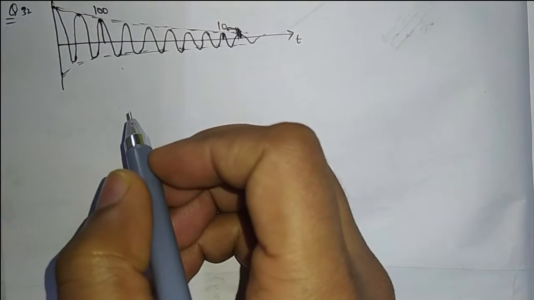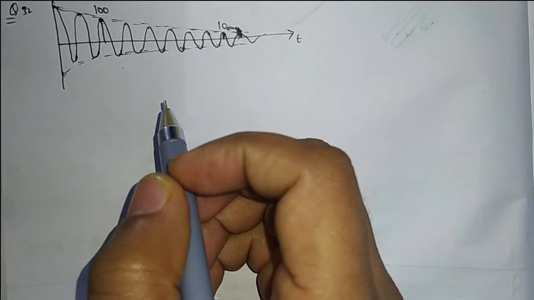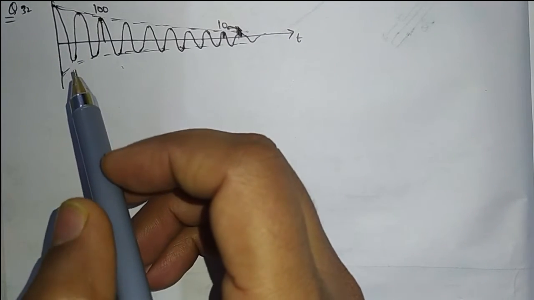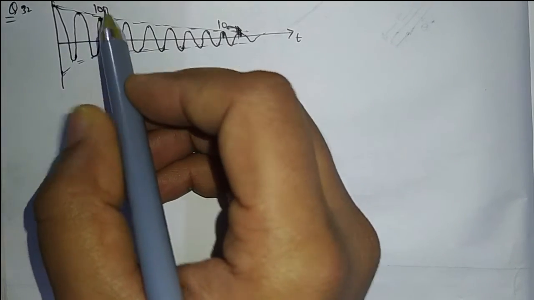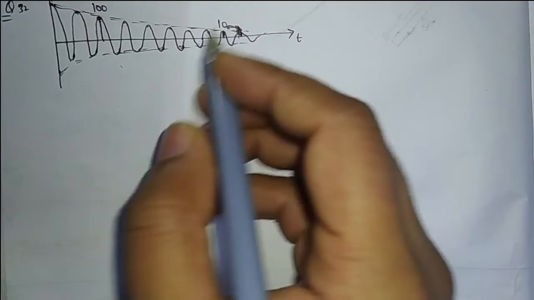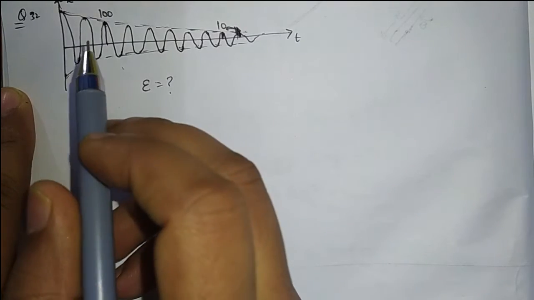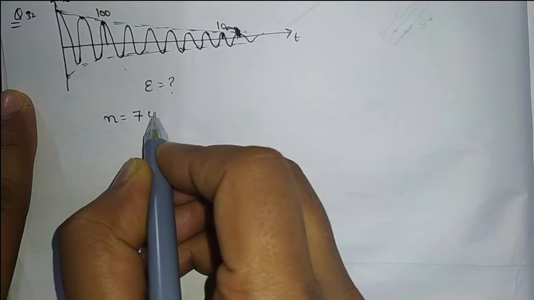Question 32. During a damped oscillation of a single degree of freedom system, a time and displacement plot is given in which the third peak has a magnitude of 100 and the 10th peak has a magnitude of 10. We have to find the damping ratio. From the third peak to the 10th peak there are 7 cycles.